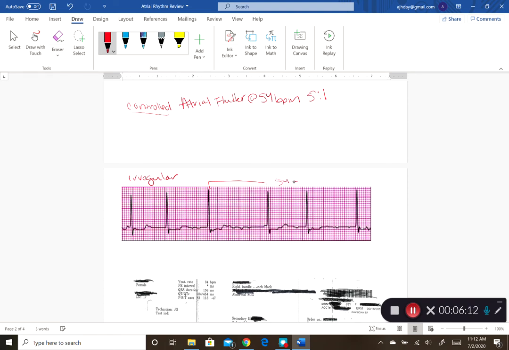Now I'm going to figure out my fastest rate, so I want to take where they're closest together, and it looks like the first two complexes are going to be my closest. 5, 10, 15, 16, 17. And that gives me a rate of 88.